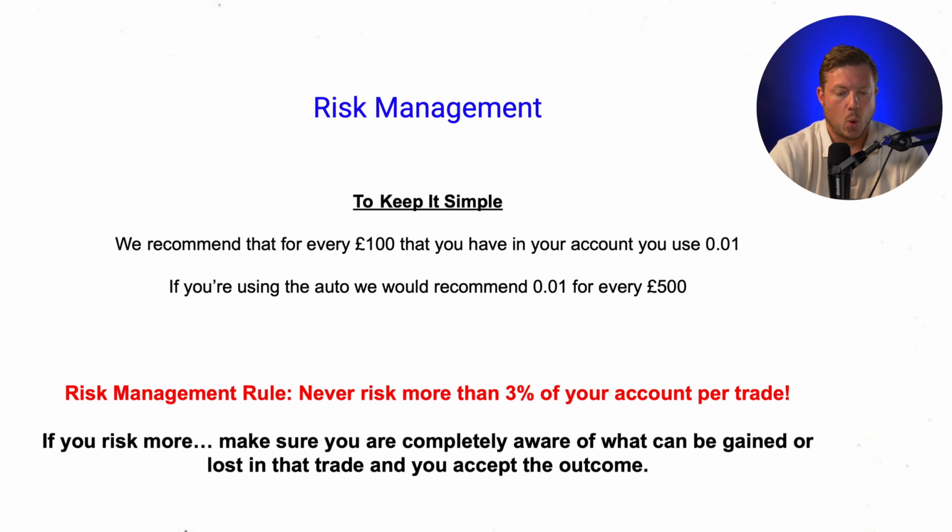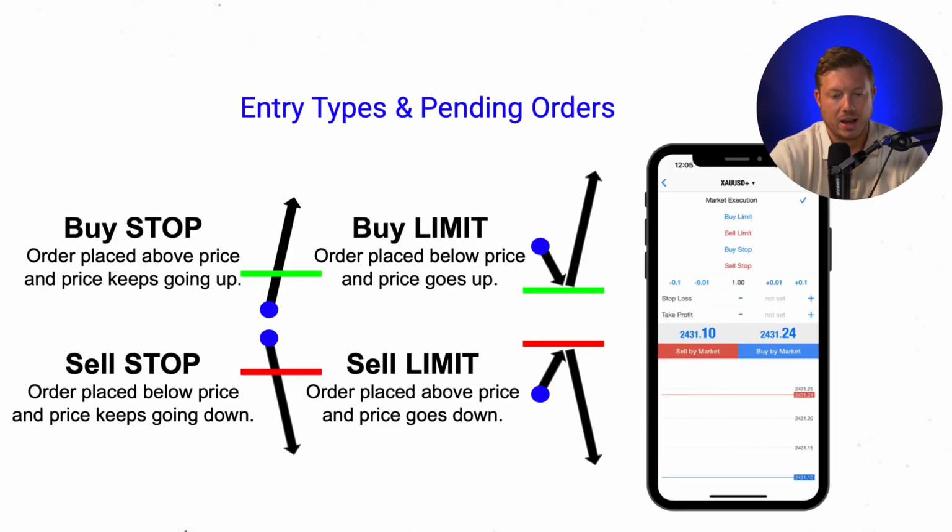Because what we do recommend here, and again, this isn't financial advice, but it's what I've seen work over time, is that for every £100 you have in your account, use 0.01. So if you're using a £500 account, it'd be 0.05, just as an example. That is a good risk management way of doing it. Again, you can work out your own percentages and everything like that. But if you risk more, again, make sure you're completely aware of what it is.